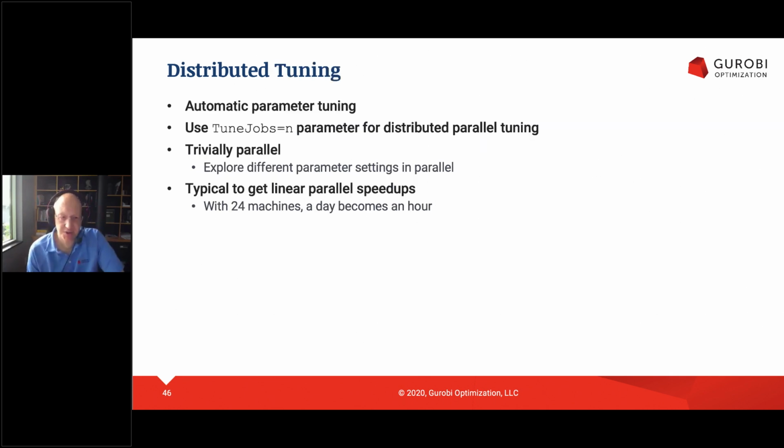And then we also have a distributed tuning option. So we have an automated parameter tuning tool. It'll try and find the best parameters for your problem. It's very compute intensive, but we have a distributed version. You just say tune jobs equals n, and then it'll just go and use multiple machines to try different parameter settings. It's trivially parallel. So, with 24 machines, something that would take a day takes an hour. And it's quite effective. So inside the company, in our support team, we actually do a fair amount of customer parameter tuning. And I'd say pretty much all of that is done using our distributed tuning tool.